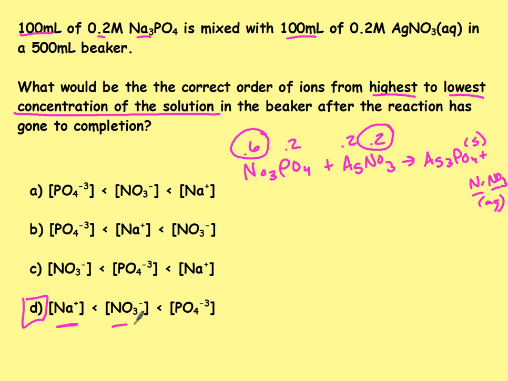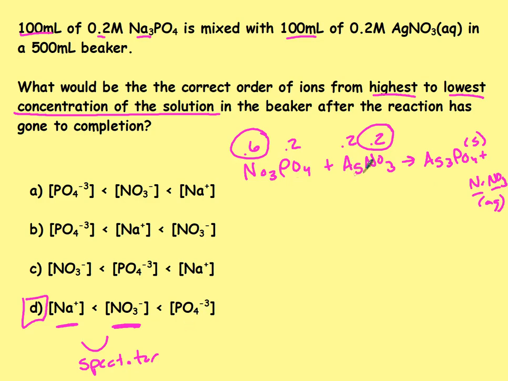Next would be nitrate, because both of these are spectator ions, and the spectator ions will always be the highest in concentration, unless you have just a large amount of the excess, which in this case would be either phosphate or silver.